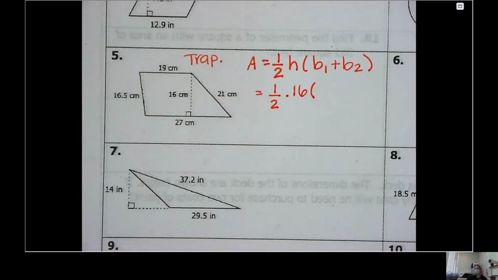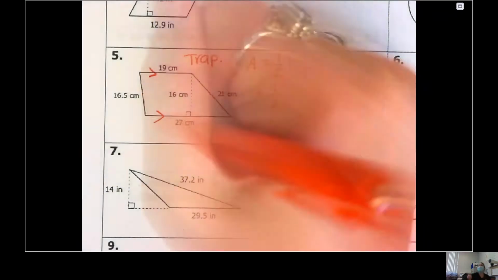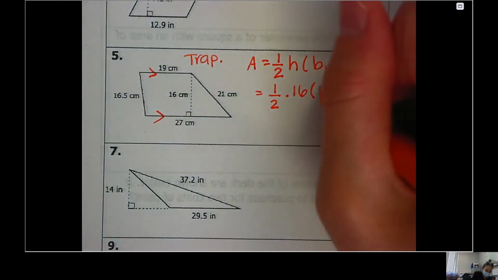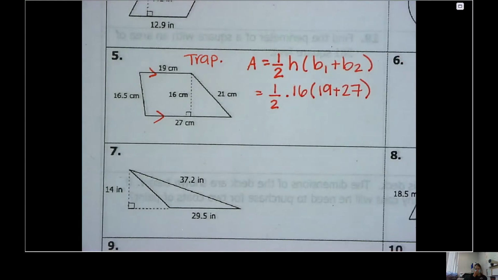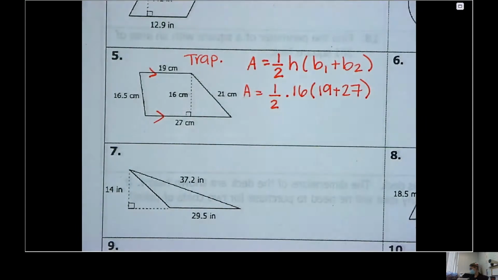times base 1 plus base 2. Now, which ones are your bases? Good. 19 and 27, those are your parallel numbers. It does not matter which one you put first. I'm going to put 19 and 27. All right, my dears, this is algebra now.